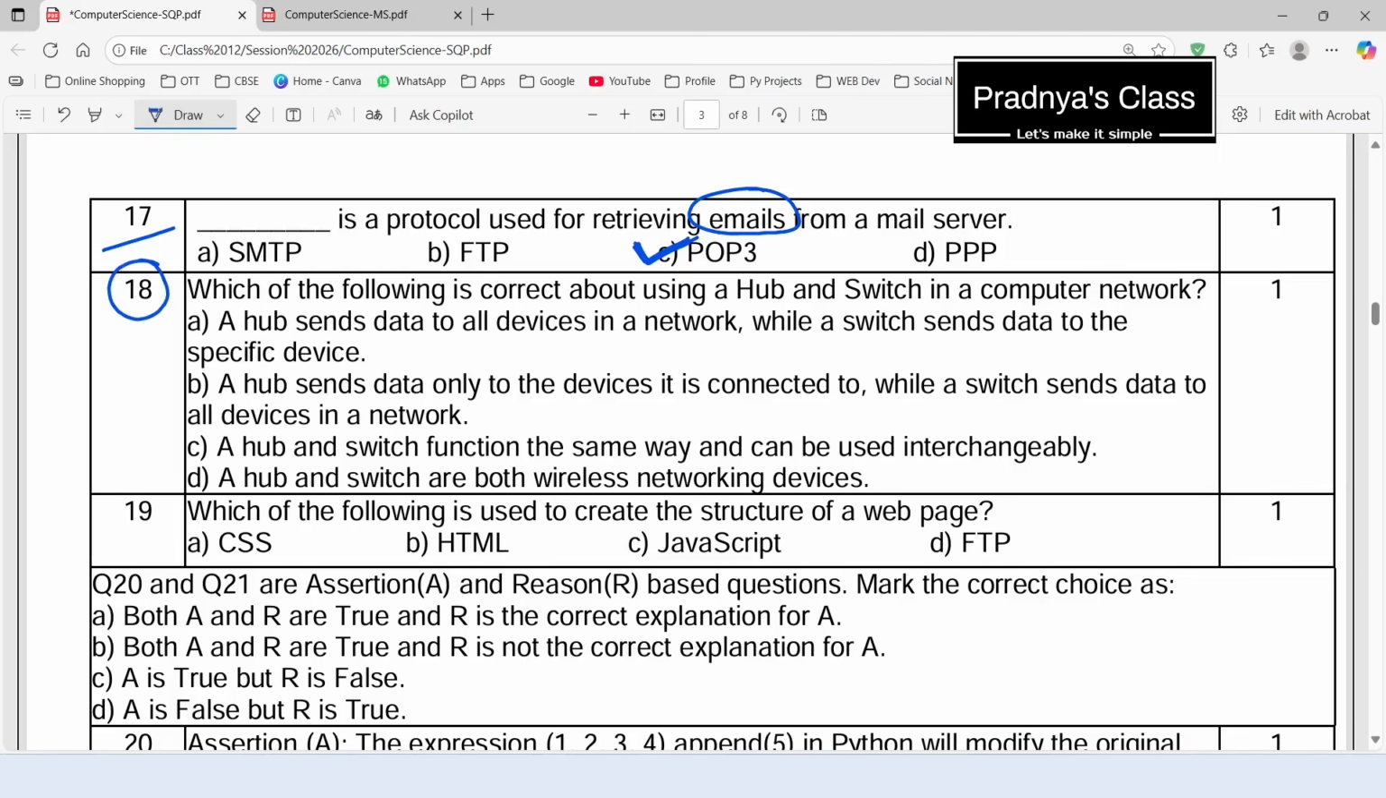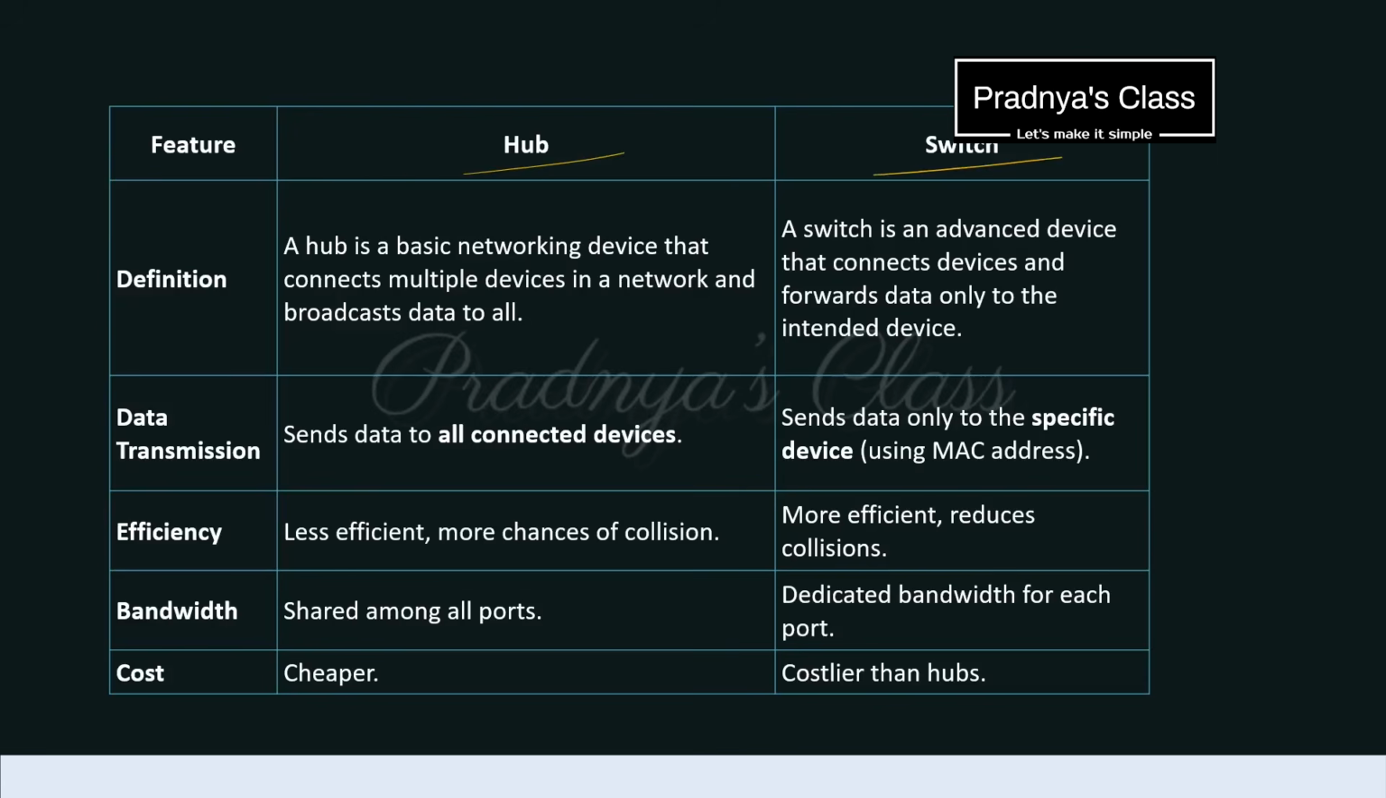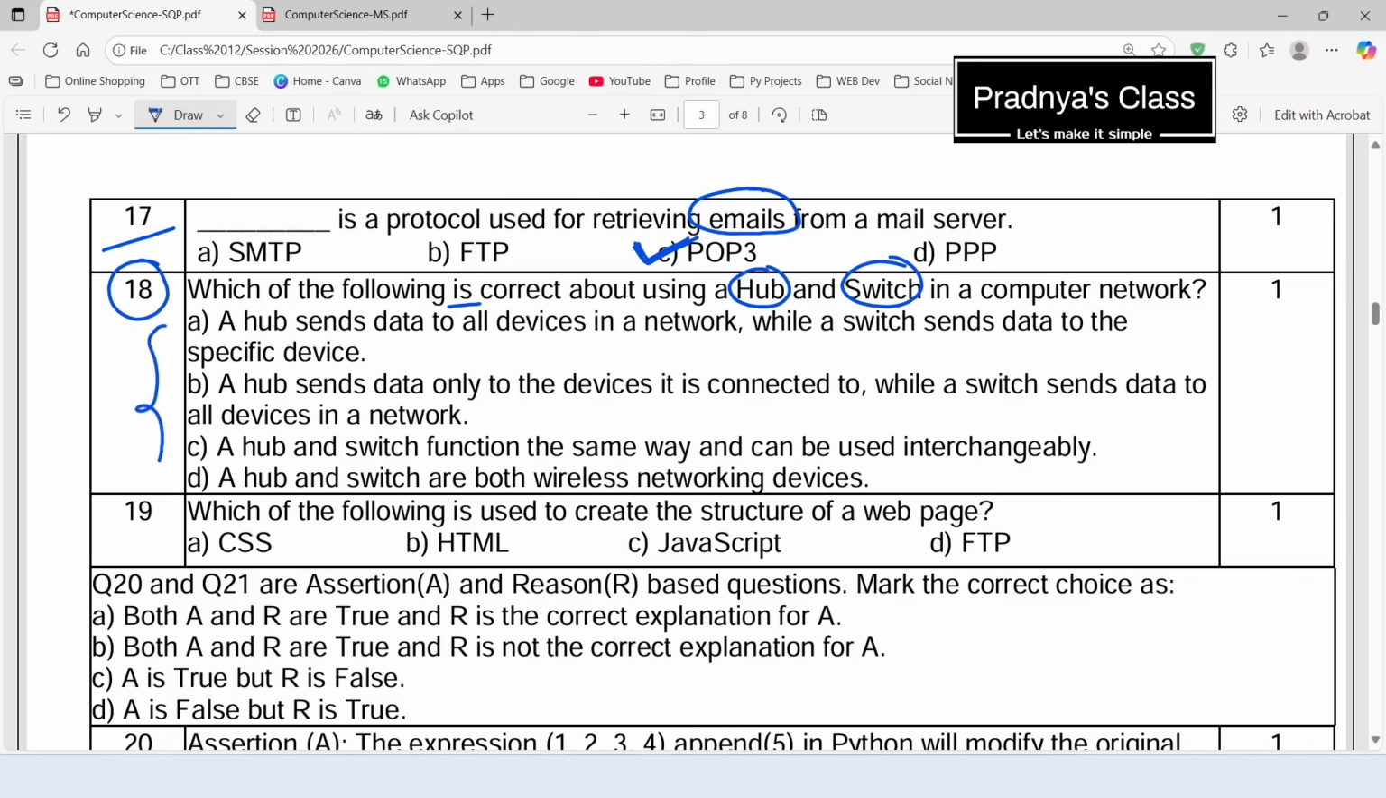Moving ahead to the next question, which of the following is correct about hub and switch? Both are network devices which are used to connect different devices to it, but switch is a smarter hub. When we look at the differences between them, the main difference is that hub sends data to all the connected devices, whereas switch sends only to the specific device. When we read the options carefully, option A is the correct one. A hub sends data to all the devices in a network, while switch sends data to the specific device. So the correct choice is A.